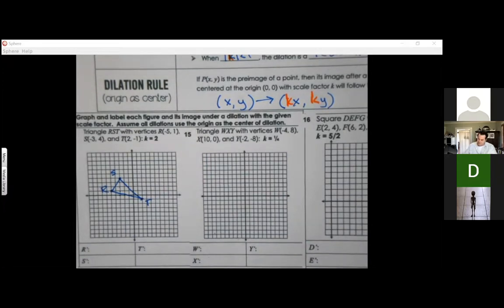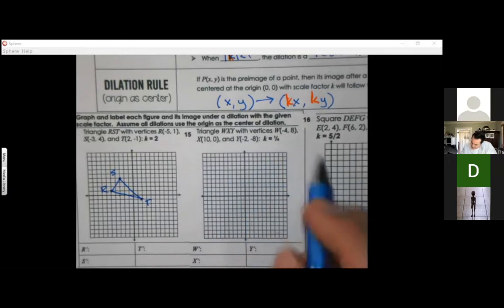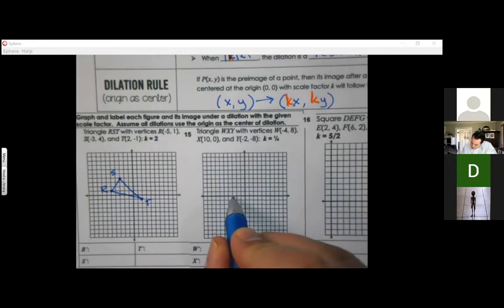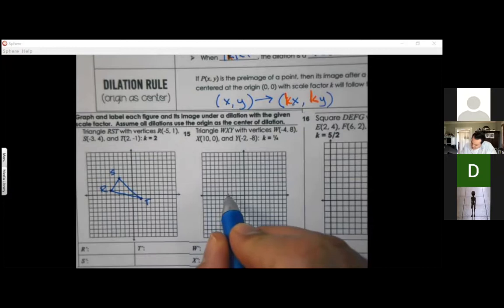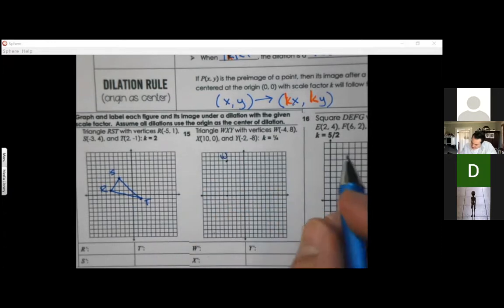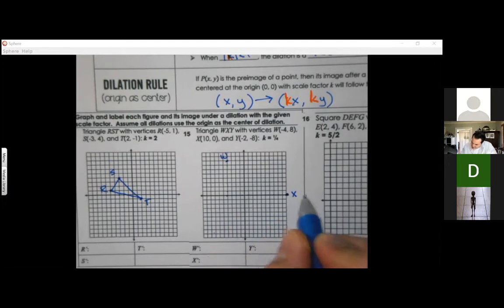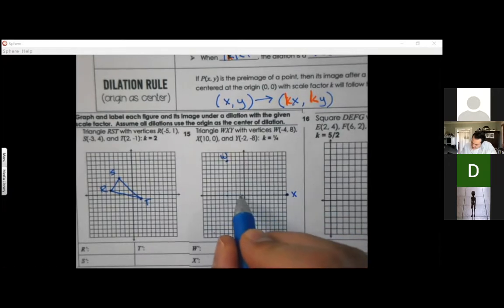And let's just do all the starting ones first, then it'll be easier. So W is negative 4, 1, 2, 3, 4, of 8. 1, 2, 3, 4, 5, 6, 7, 8. That's W. And then 10, 0. 1, 2, 3, 4, 5, 6, 7, 8, 9, 10 is X. And then negative 2, 1, 2, 3, 4, 5, 6, 7, 8.